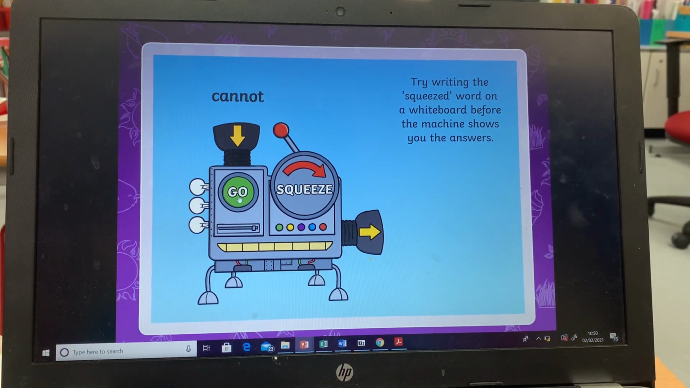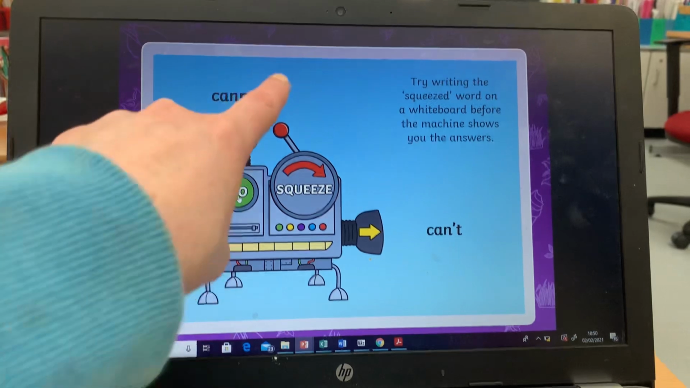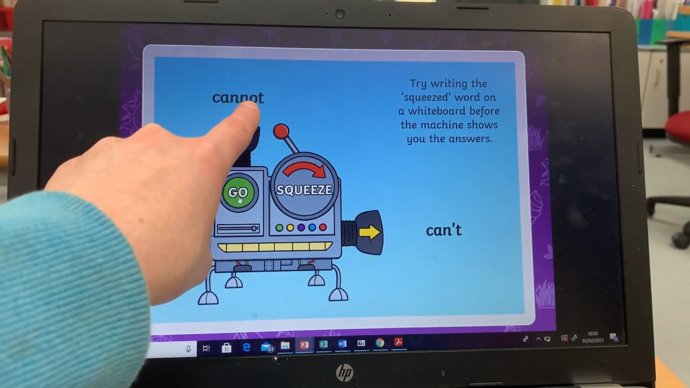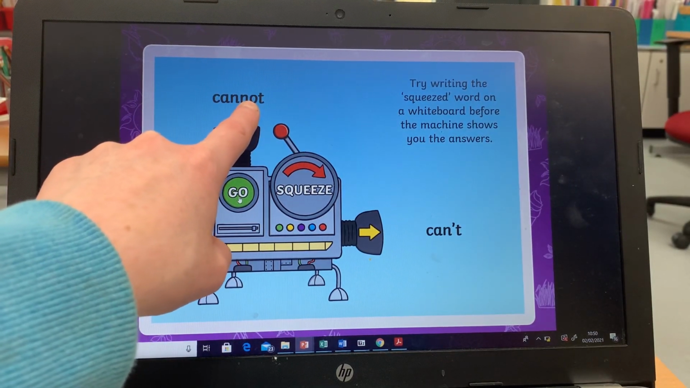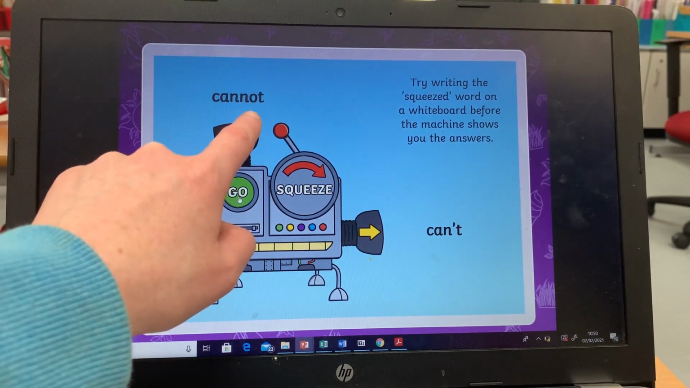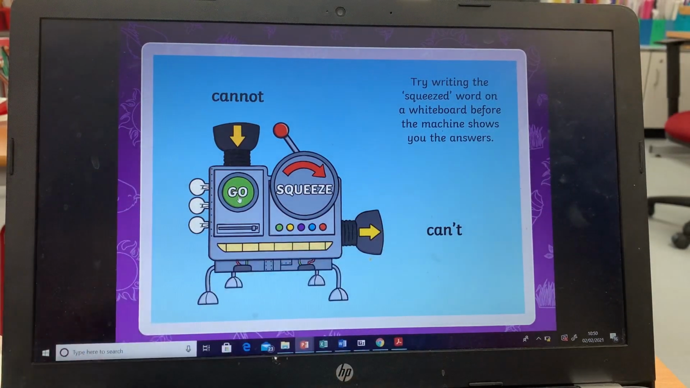So we've got the word cannot. And we're going to see whether we can squeeze that word. Let's see whether it will work. And we squeeze it into the contraction can't. So you can see here the O and the N have been omitted. That means they've been taken away from the word cannot. And then an apostrophe has been put in its place to omit those letters, and then we've got the letter T to make the contraction can't.